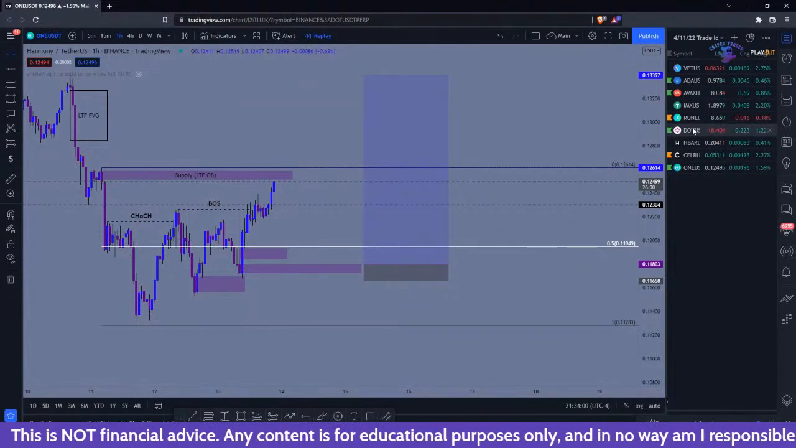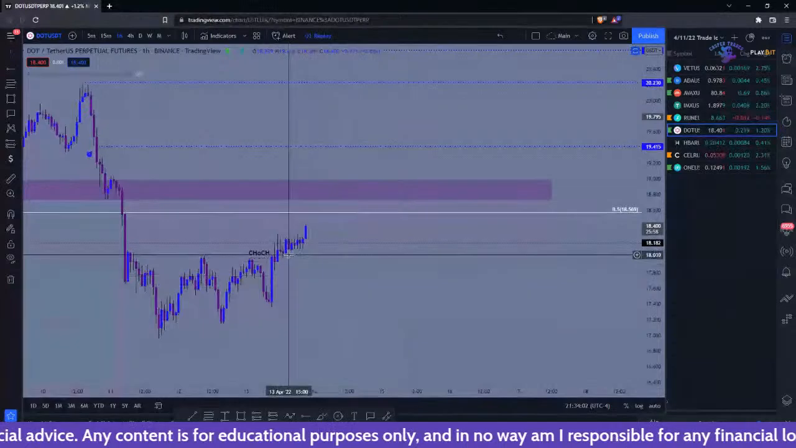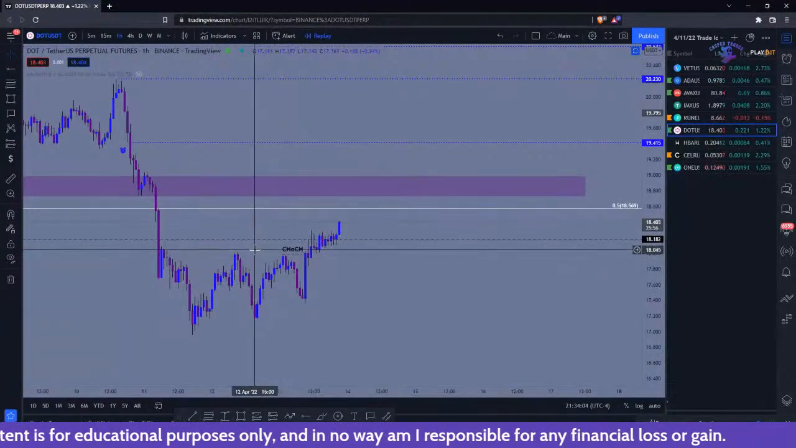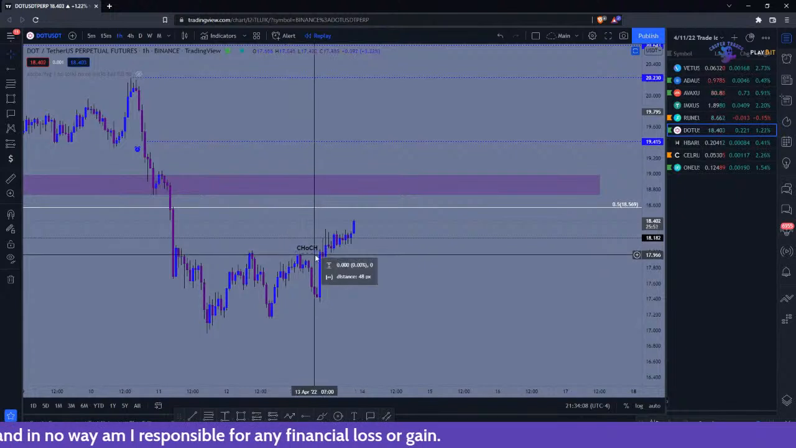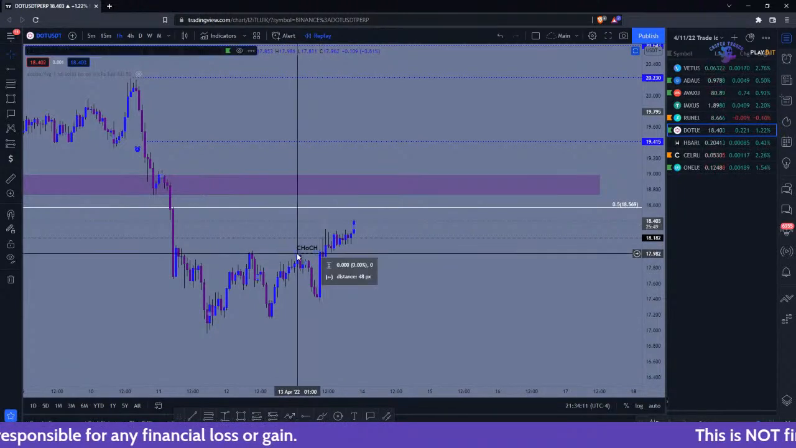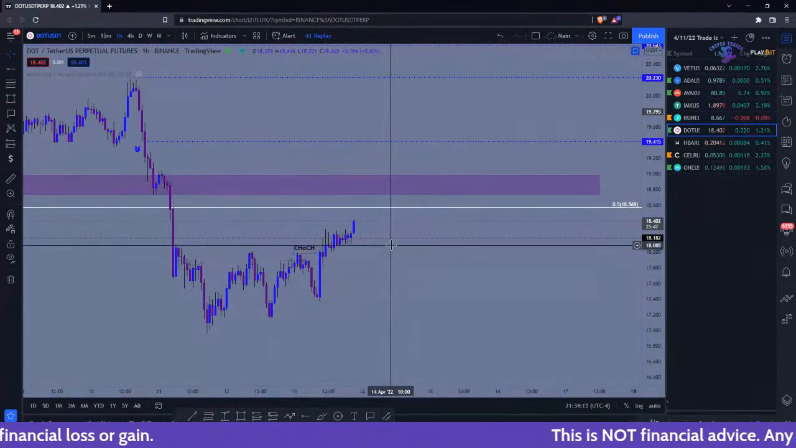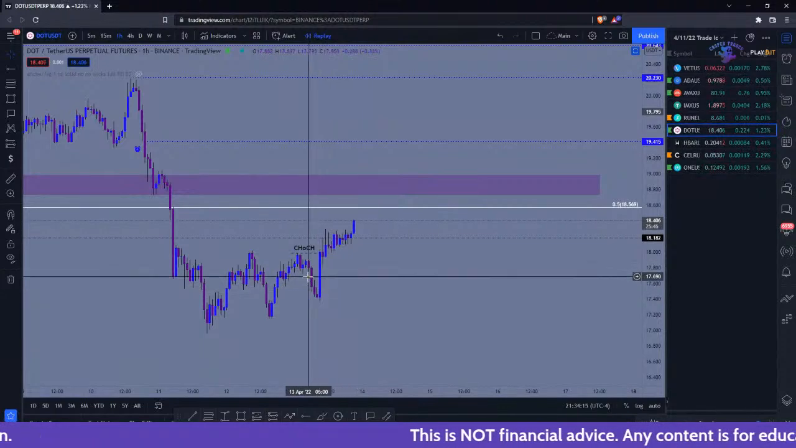And we'll come back to that later. This was another setup, similar. This one isn't as clean to me. We just had this CHoCH, and we're still kind of waiting. There's a lot of liquidity under here as well.